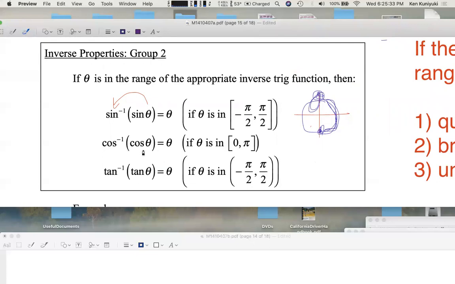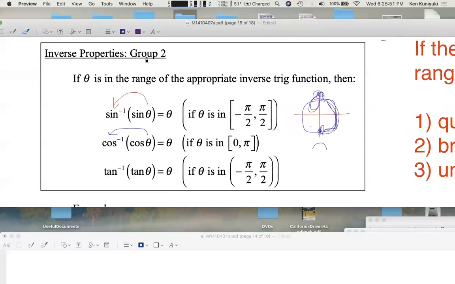All right. Back to these range issues. Theta asks inverse cosine here, am I in your range? Well, the range for inverse cosine is from 0 to pi. That's like the top half of the unit circle. If theta is in here, then theta is the output.